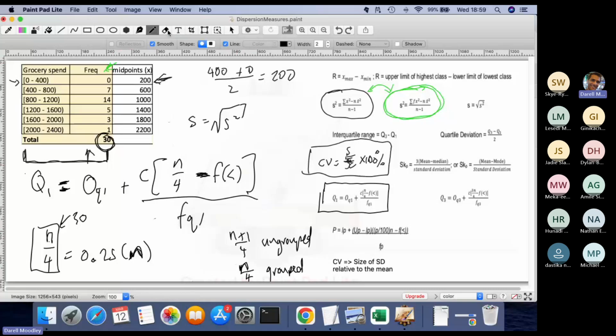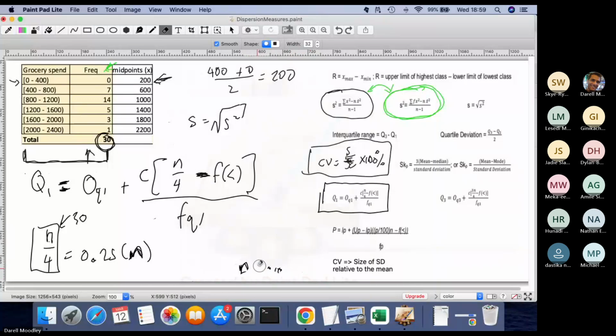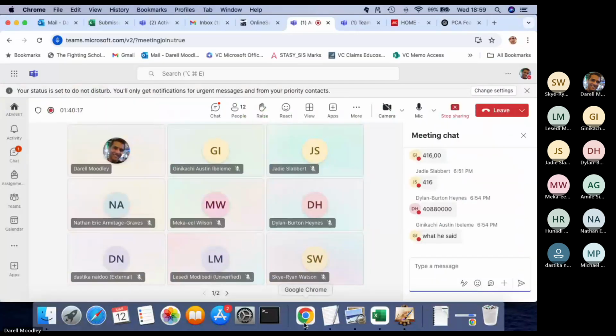Gonna clear this. 7.5. Let me check the chat if there's any questions.